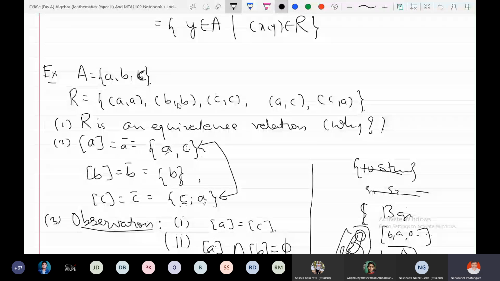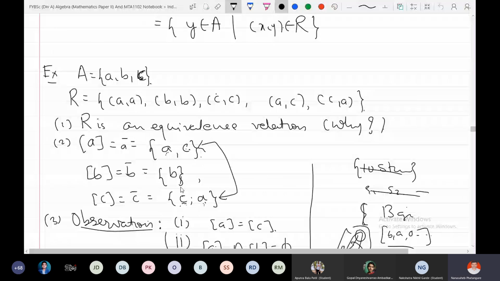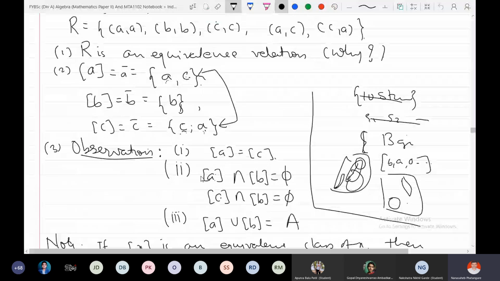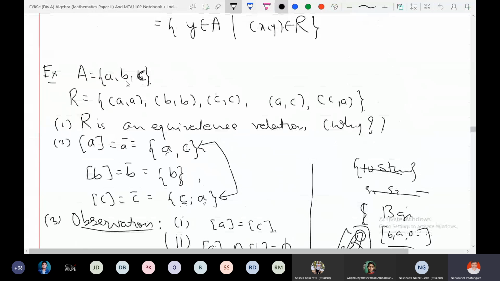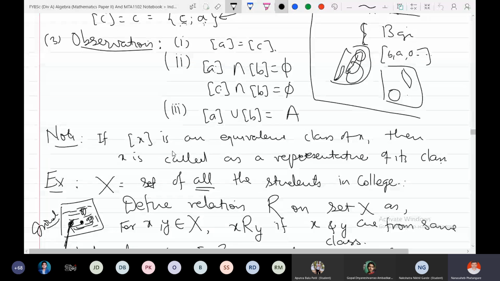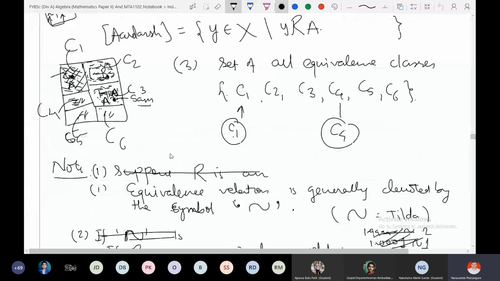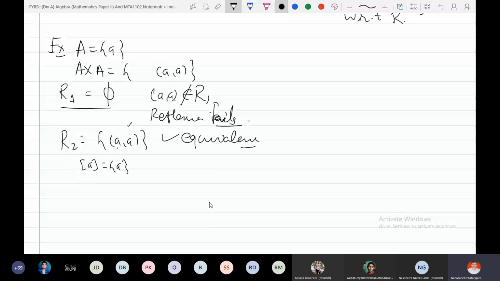B is related to B only. B is not related to any other element. So the equivalence class of B contains only one element. C is related to C, so C is in the equivalence class of C, and also C is related to A. Therefore A is in the equivalence class of C, right? And therefore we constructed equivalence classes of elements in set A. And also we can observe that the union of all these classes gives us the entire set.